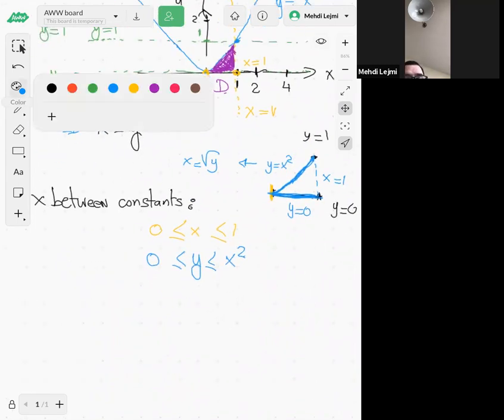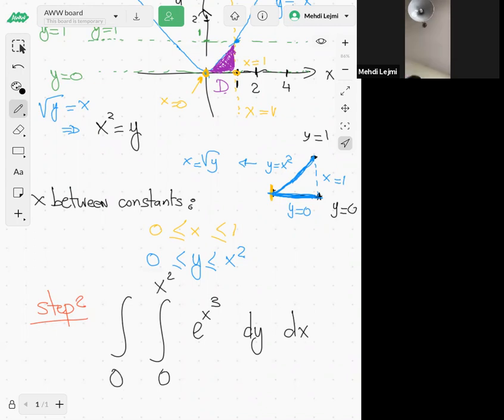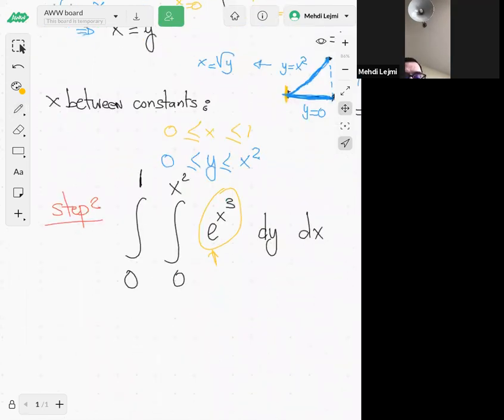So then my integral, this is step number 2. So now it's e to the x cube, right? But now it's dy dx. Okay, so we are saying y is between 0 and x squared, and x is between 0 and 1. Now, of course, if you integrate with respect to y, x would be constant. So this thing here is just a constant, so the integral of that would be just y times the constant.